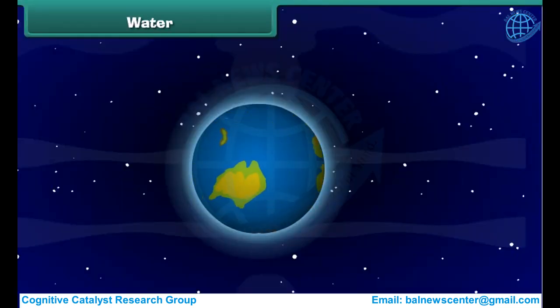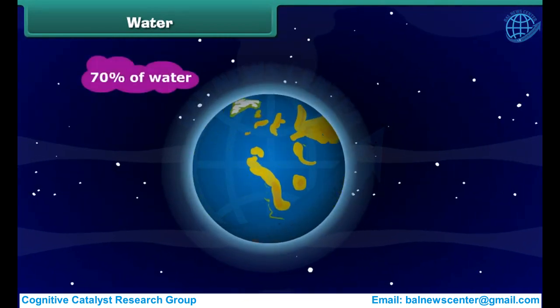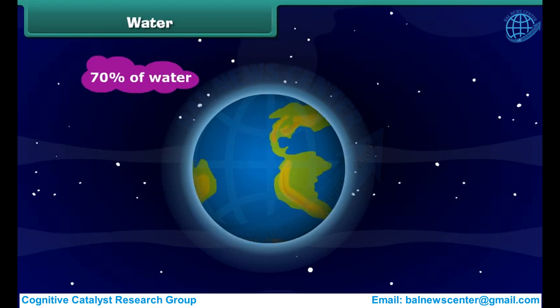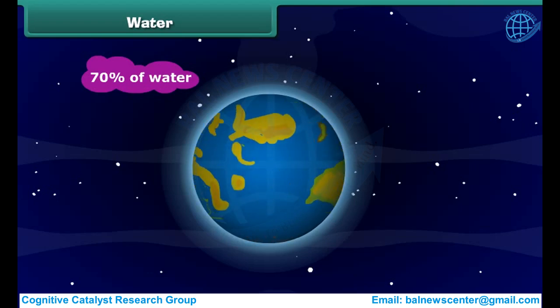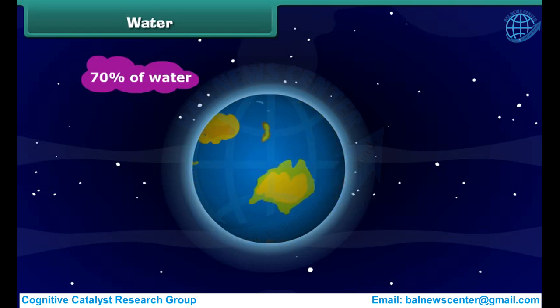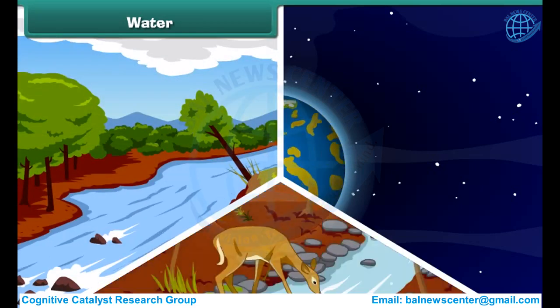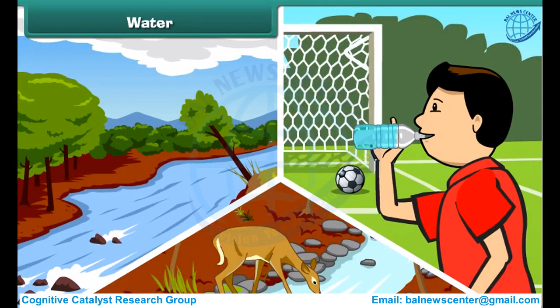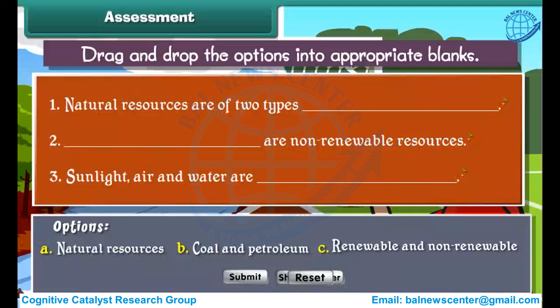Water. About 70% of Earth's surface is covered by water. Water is also an important natural resource. It is necessary for the survival of plants, animals, and human beings. Drag and drop the options into appropriate blanks.